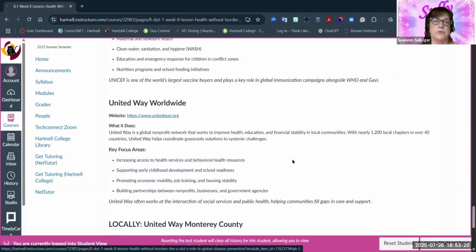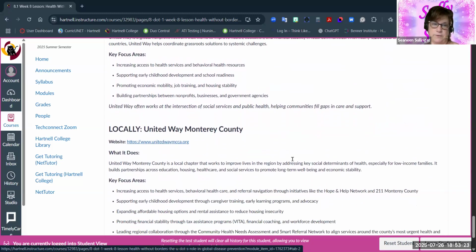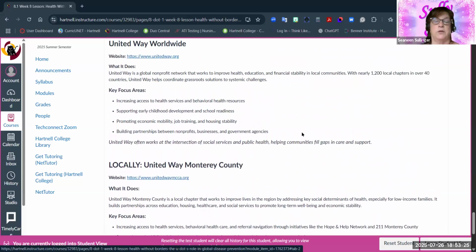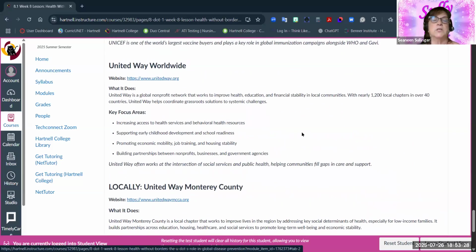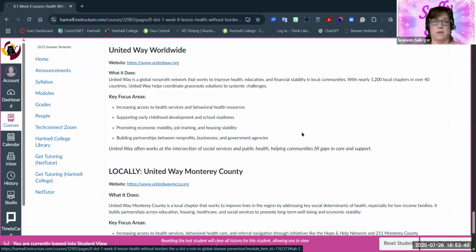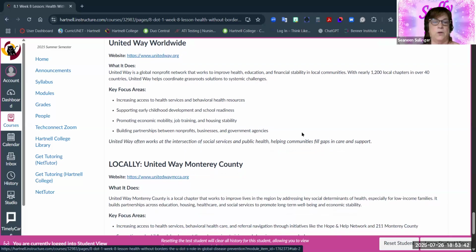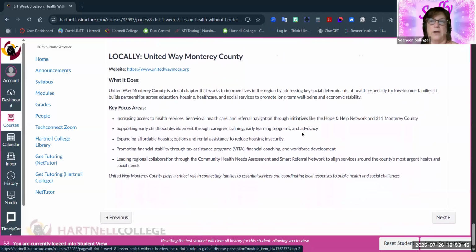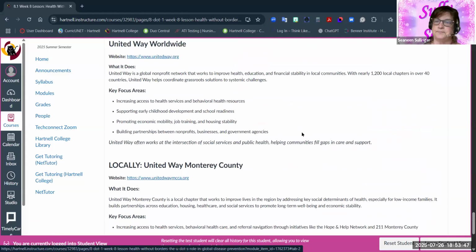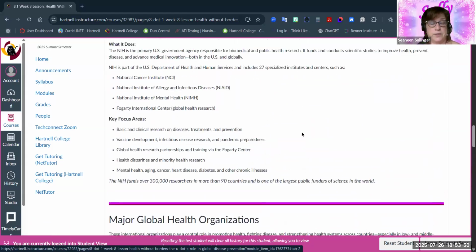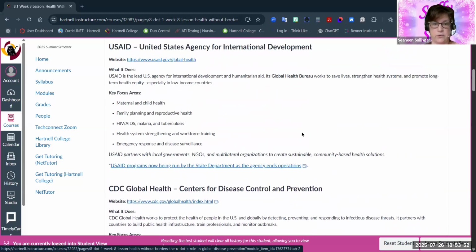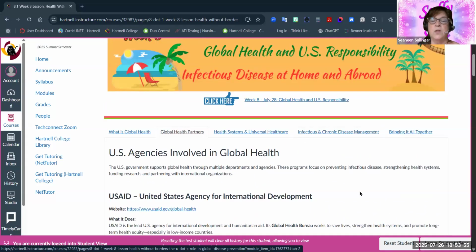And then I also included the United Way Worldwide, and then also gave you information for the United Way Monterey County. We do have a chapter here in Monterey County. So it is a nonprofit entity that works to improve health, education, and financial stability in local communities in over 40 countries. It is more of a grassroots solution as well. And so then there's the information for Monterey County. So that covers the different organizations, how they work together internationally and in our country.